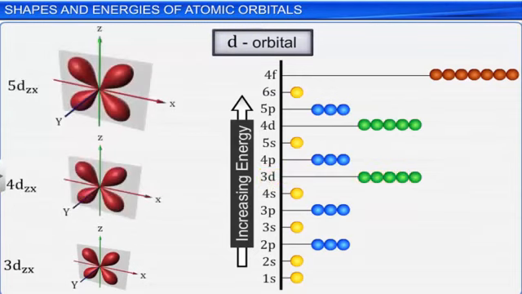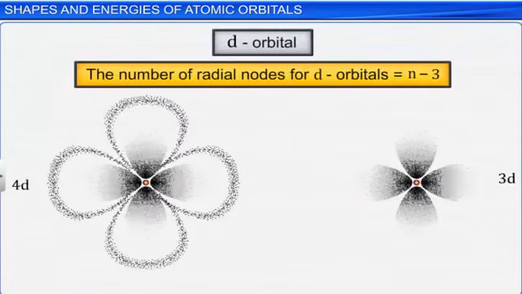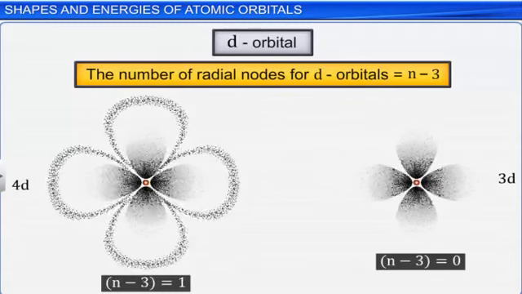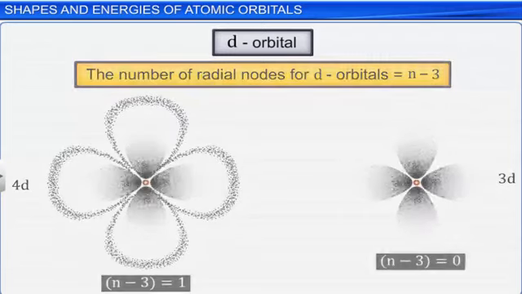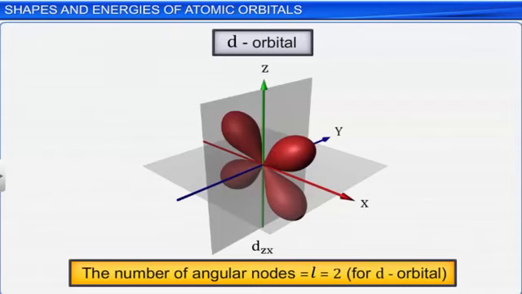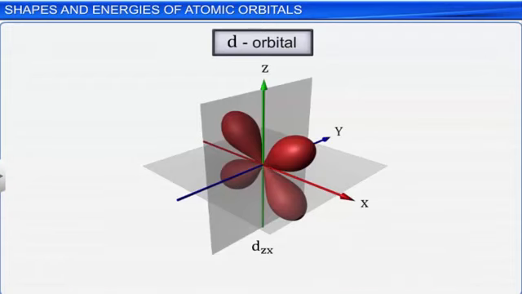The number of radial nodes for d orbitals is given by the expression n-3. Therefore, the number of radial nodes is 0 for 3d orbital, 1 for 4d orbital, and so on. On the other hand, the number of angular nodes is equal to the value of l, that is 2. Hence, 2 angular nodes exist for a d orbital. For example, for dxz orbital, there are 2 nodal planes passing through the origin and bisecting the xz plane containing the y-axis.